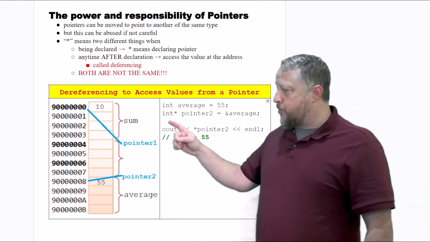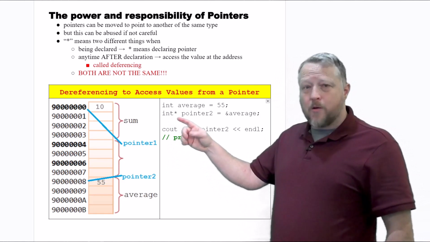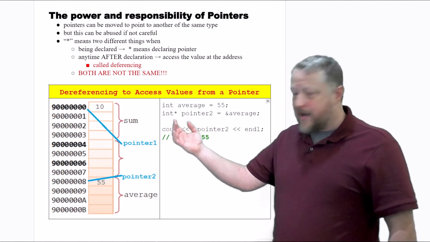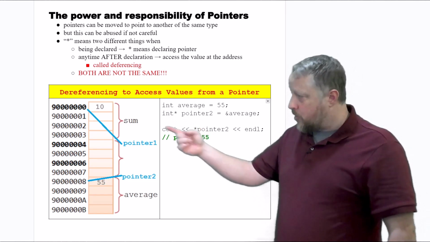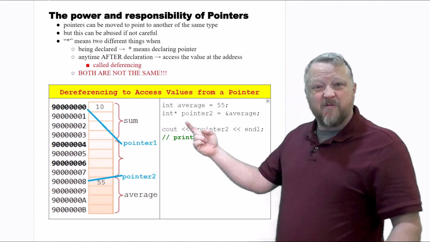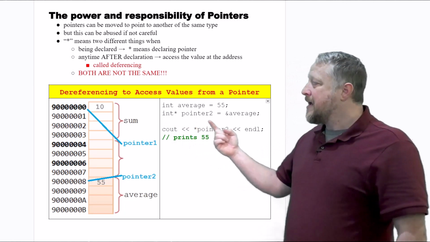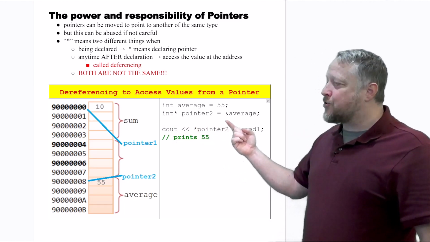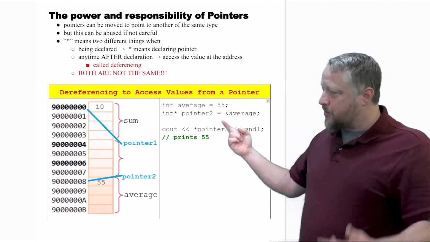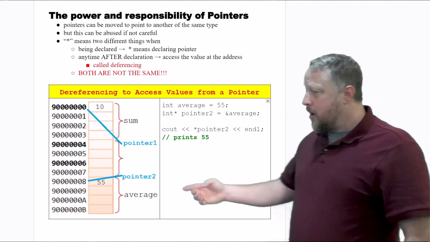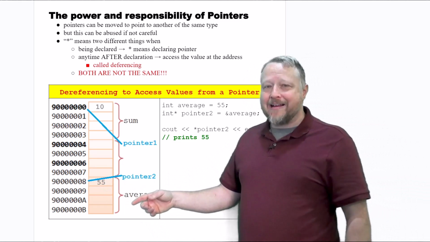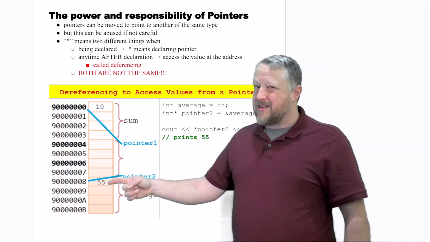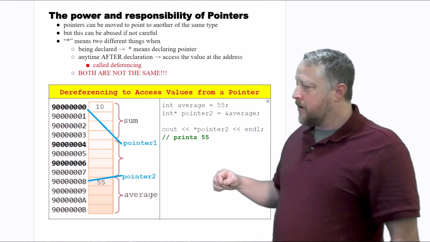Pointer 2, int star, and notice, by the way, the star is this time closer to the int. The last one was kind of in the middle. Position really doesn't matter, as long as it's between the type and the name of the pointer variable that you want. Equals the address. Note I'm not even saying ampersand. I'm so used to saying address of the variable. And that's what pointer 2 is. It's pointing to the address, which is 90,000,008. And again, it's not pointing at 55.